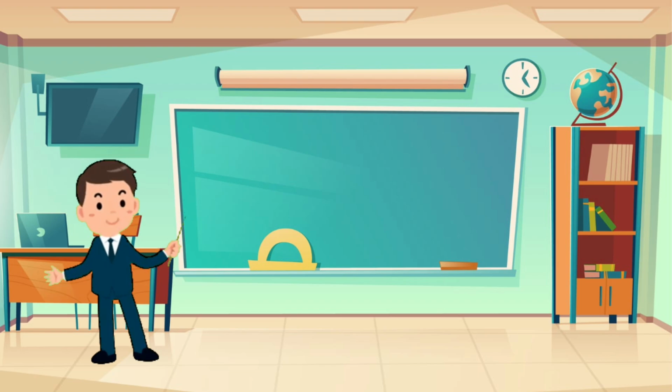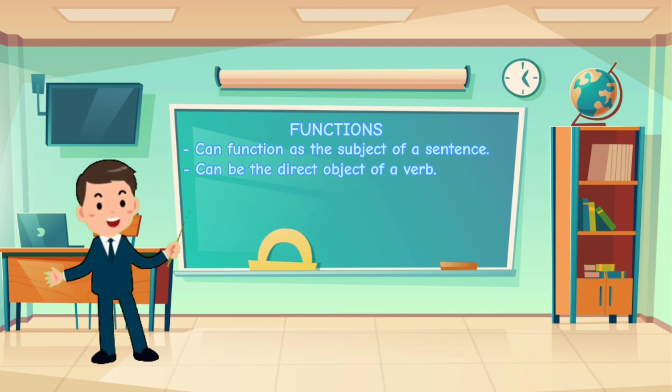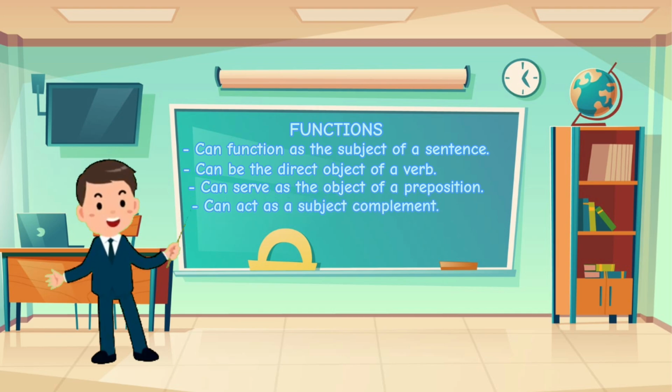And next is function. A noun clause can function as the subject of a sentence, can be the direct object of a verb, can serve as the object of a preposition, can act as a subject complement, and can also serve as an appositive.